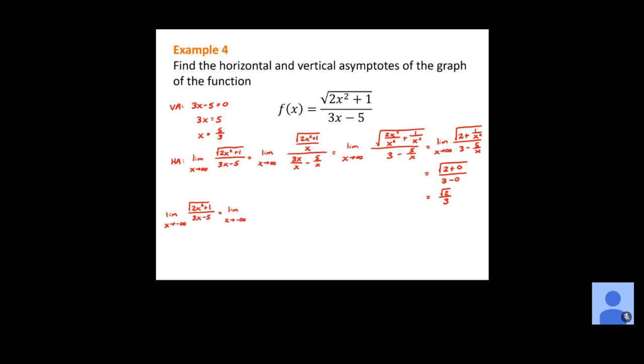All right, first step still the same, right? So we identify what's the degree in the denominator, divide everything by that. So we're still dividing everything by x this time. This first step is still going to be the square root 2x squared plus 1 over x over 3x over x minus 5 over x. All right, now, when we move the x inside, what's it going to become?